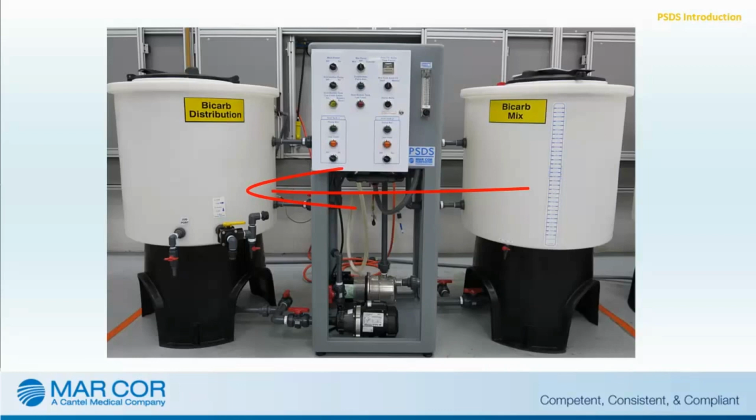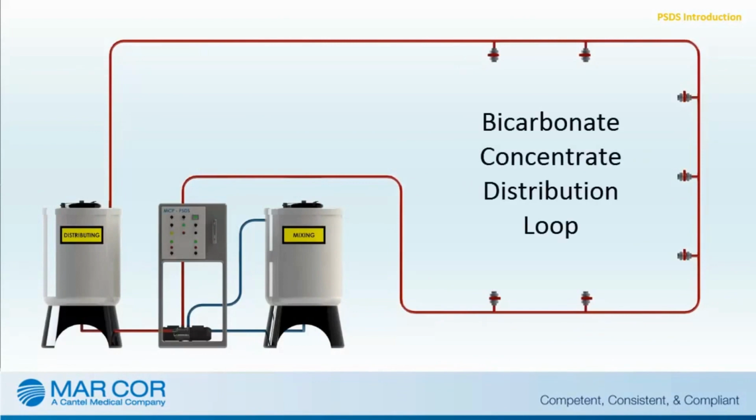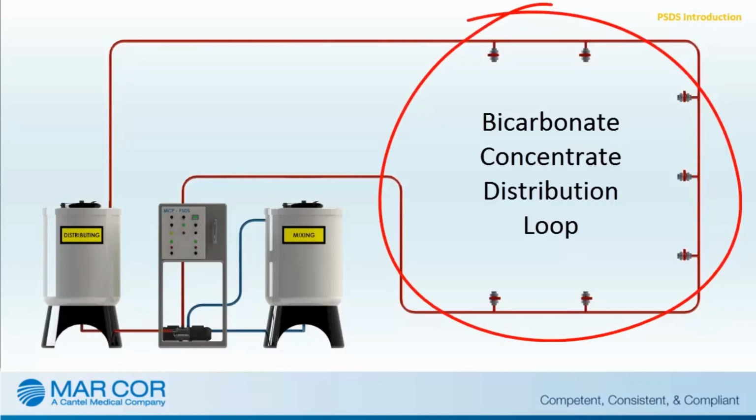This process is monitored by a flow switch that will alarm and indicate when the mix tank is nearly empty. The distribution tank is also equipped with a high-level float switch to alarm and notify the operator if the tank is nearing full. Solution from the distribution tank can be distributed to the patient loop using a distribution pump. The operational pressure in the distribution loop must not be allowed to exceed the dialysis machine manufacturer's maximum pressure. Therefore, Marco recommends the use of pressure regulation at each point of use to prevent these issues.